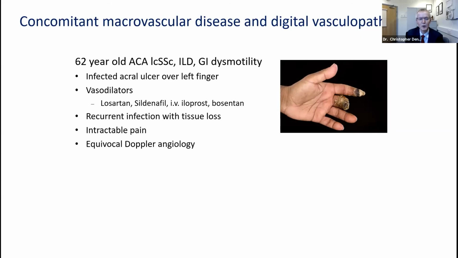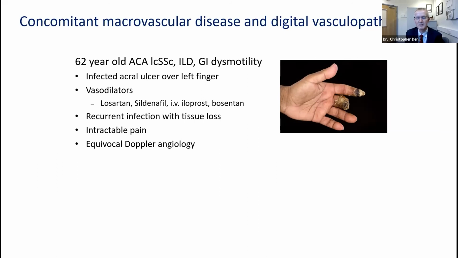I'll just share with you one example, one case history here. So this was a lady who had typical anti-centromere antibody positive limited cutaneous systemic sclerosis. She had some mild interstitial lung fibrosis. She had typical gut symptoms. She also had really severe secondary Raynaud's and digital ulceration. And we treated this with losartan, with sildenafil, with iloprost, and with bosentan.